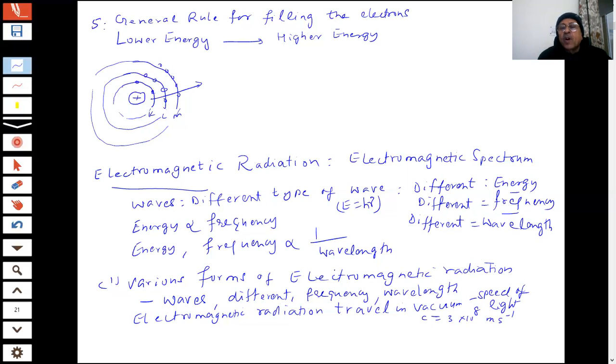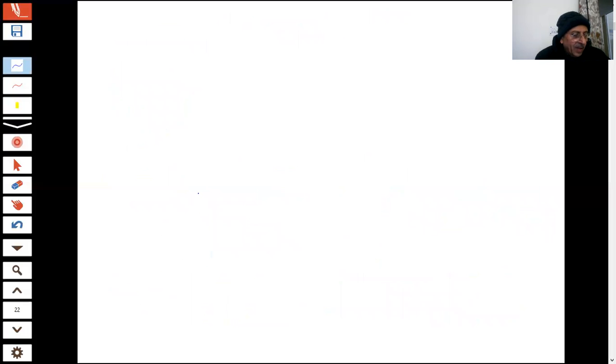Okay. So all these waves in vacuum will travel with the speed of light. But their frequency is different. Their energy is different. That is why, student, we talked of the electromagnetic spectrum. In your book somewhere they will have given the diagram of how this electromagnetic spectrum looks like.